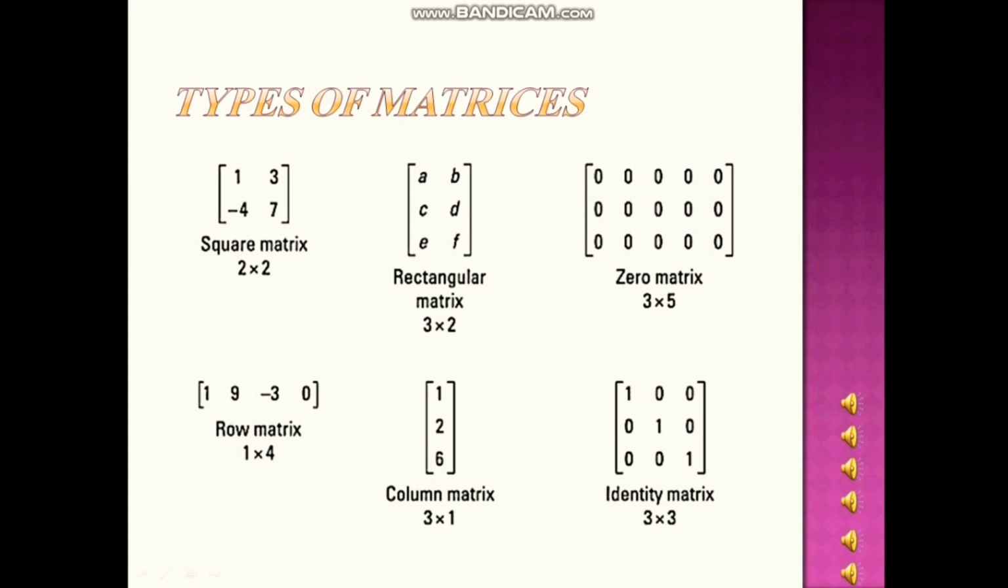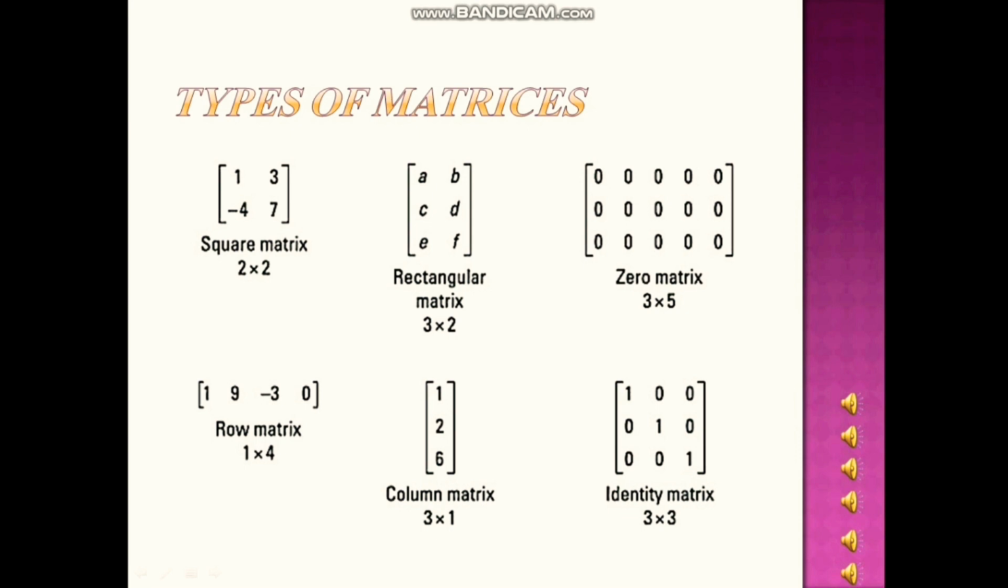Type number 2 is rectangular matrix. The number of rows here is different than the number of columns. In this matrix we have 3 rows and 2 columns, and the order is 3 times 2. Type number 3 is zero matrix. This means all elements are 0. In this example we have 3 rows and 5 columns, and the order of this matrix is 3 times 5.